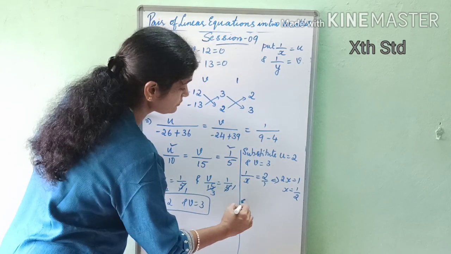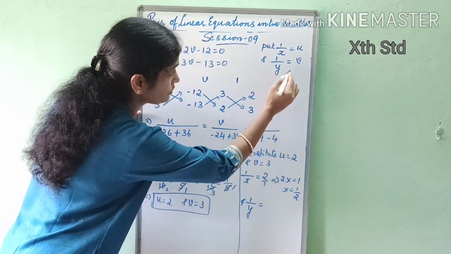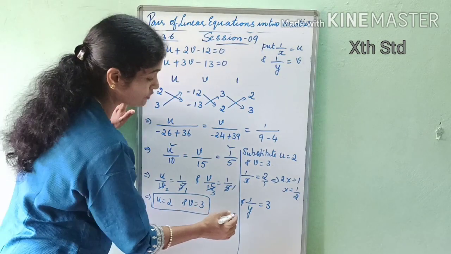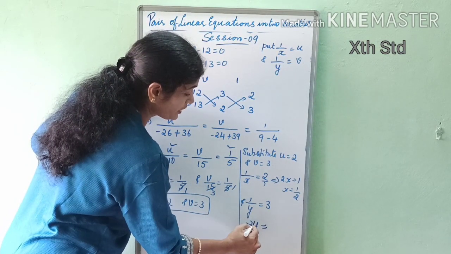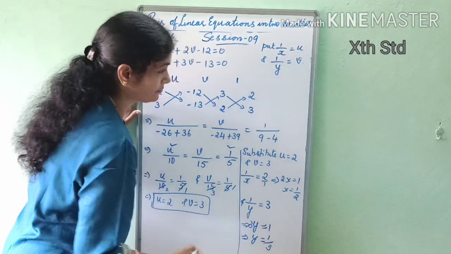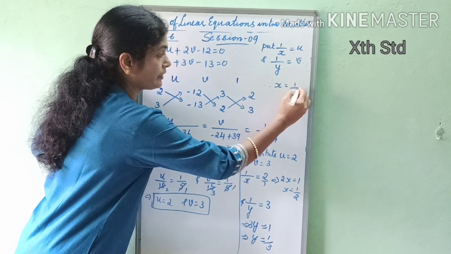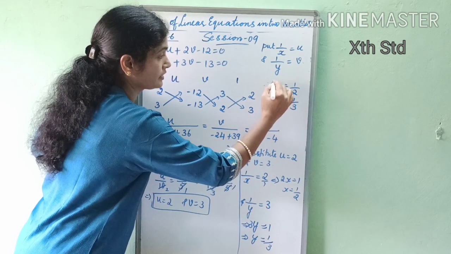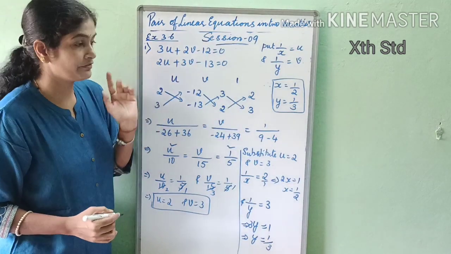And 1 by y is equal to what? Equal to v. What is the value of v? v is 3. Again, so what will y be equal to? Which implies 3y is equal to 1. So y is equal to 1 by 3. Fine. So what are the values of x and y? x is 1 by 2 and y is 1 by 3. These are the values of x and y.